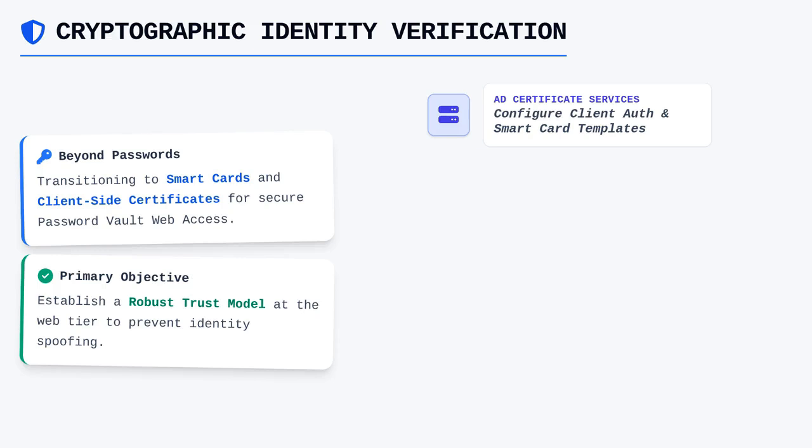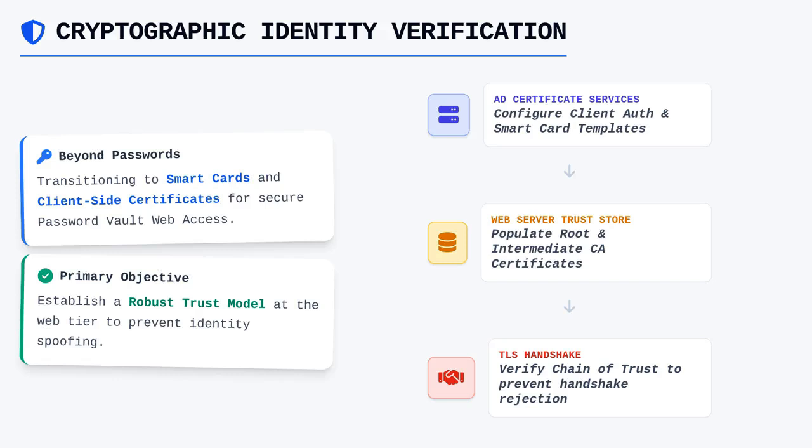If you are using Microsoft Active Directory Certificate Services, you must ensure that your templates are correctly configured for both client authentication and potentially smart card interactivity. The trust store of the web server must be pre-populated with the root and intermediate certificates of your internal certificate authority to establish a chain of trust. Without a complete chain, the web server will simply reject the handshake during the initial TLS negotiation, leading to authentication errors before a user even sees a login prompt.